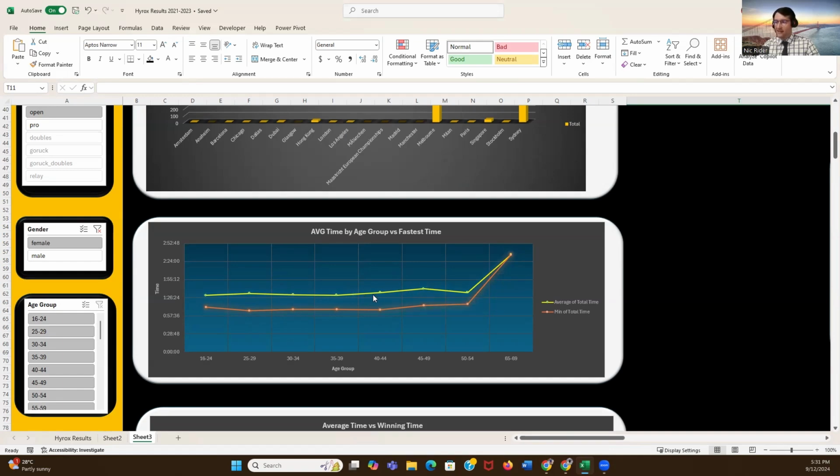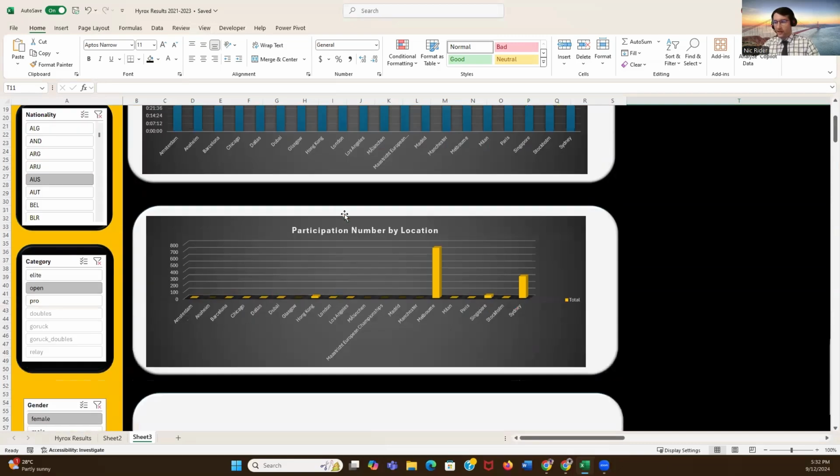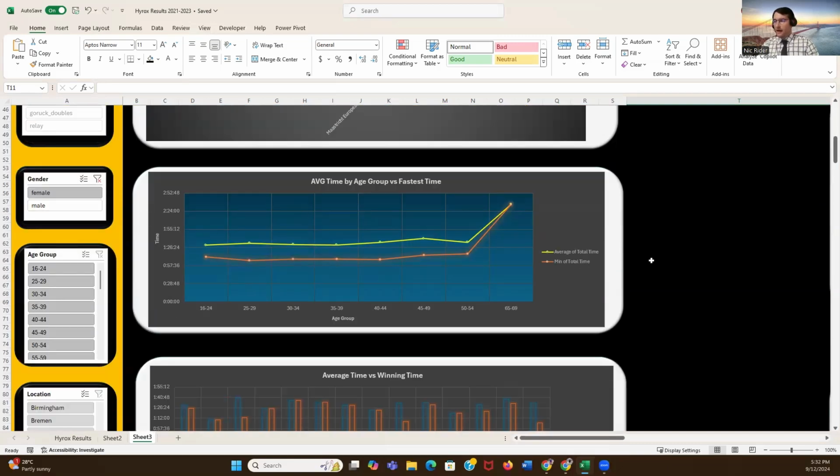Obviously, with the older athletes, once we get out of the 35 to 39, the winning time's still pretty good there in the 1:40s, but you start to see the average time start to increase with the older athletes. And then 65 to 69, obviously, it's the same time between the fastest time and the average time because there was probably one in the race. So only one Australian woman in that age category competed in 2023, which is what we're looking at.